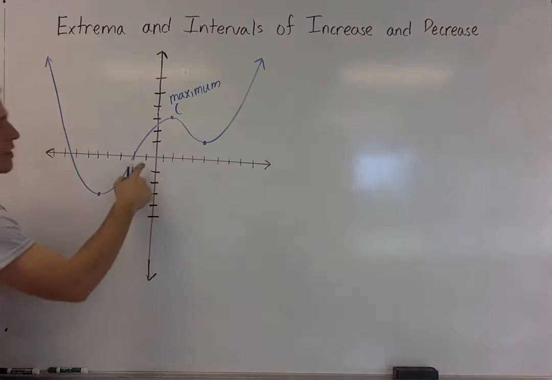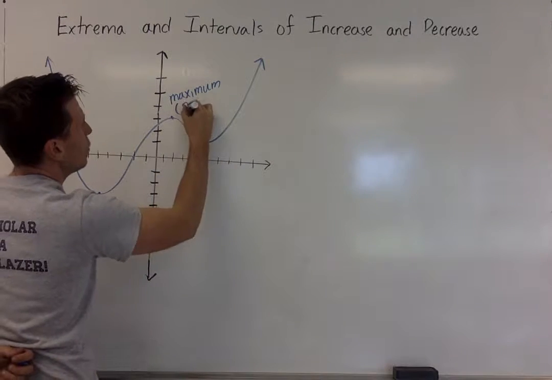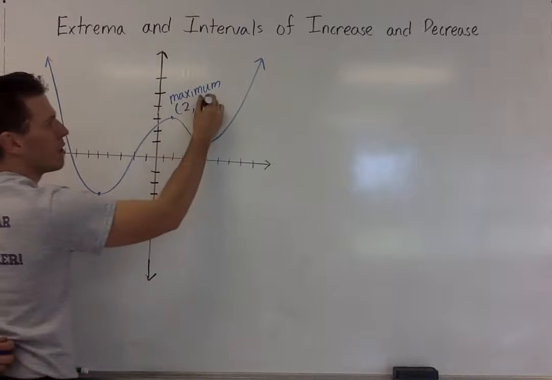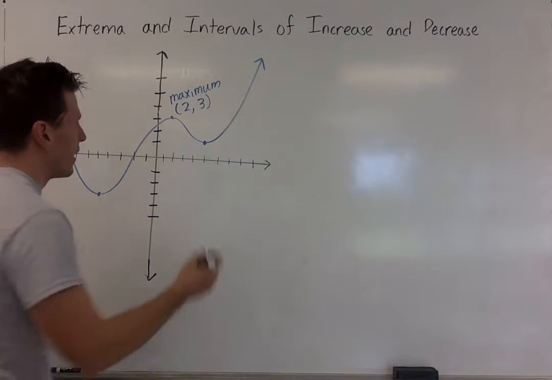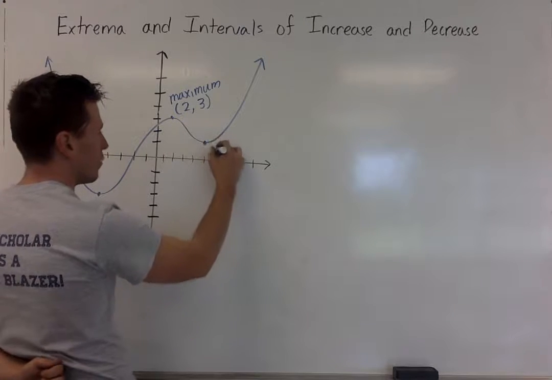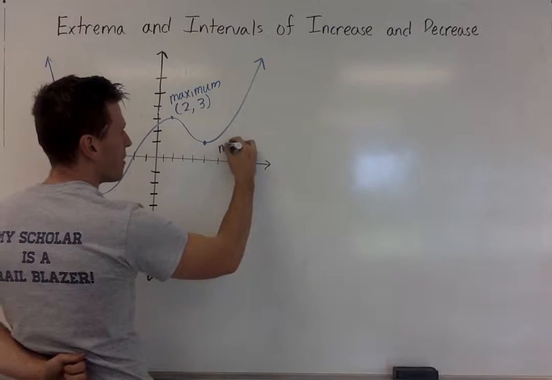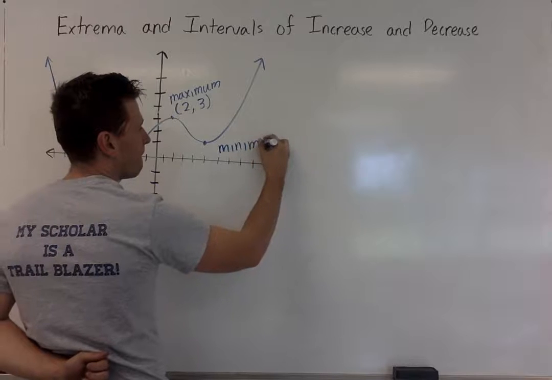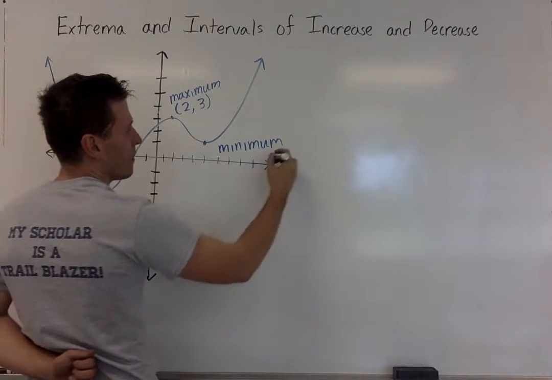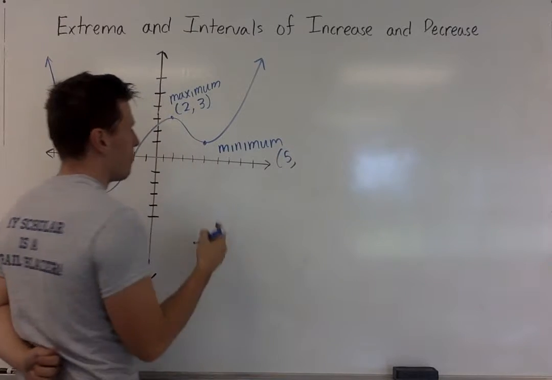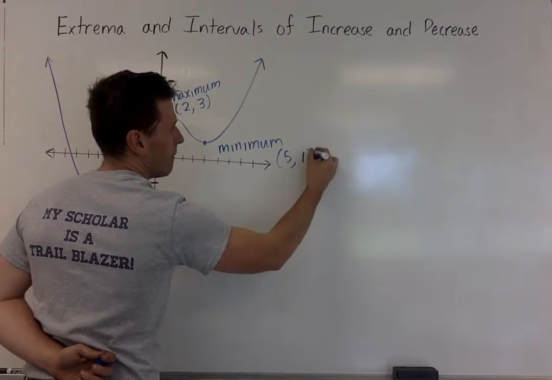And let's go ahead and give it coordinates. Well, it looks like it's at 2, comma, 3-ish. It's not a perfect answer. And then here we've got some type of minimum. Let's give that coordinates as well. Looks like it's occurring at 5, comma, 1.